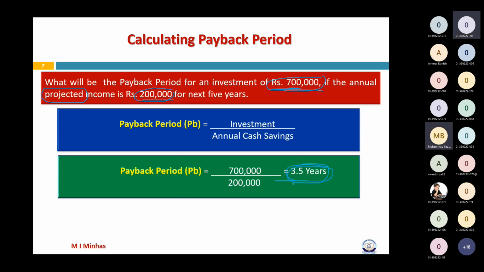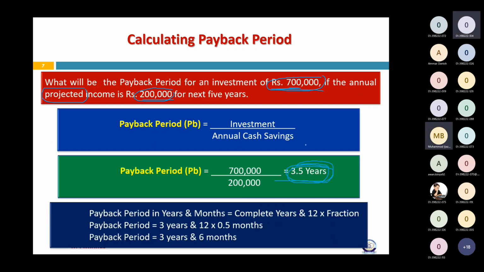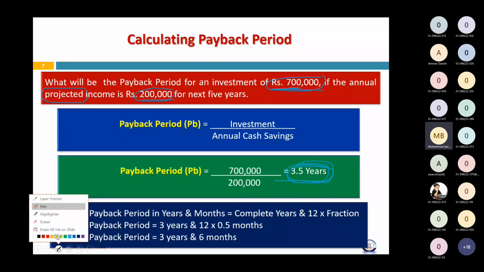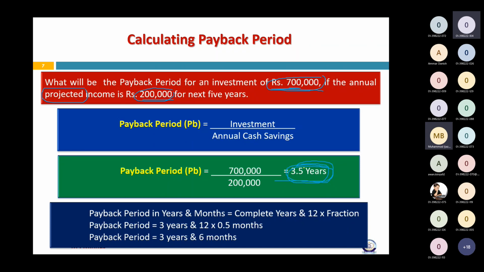3.5 years is actually 3 years and six months. So how to calculate that? Here it was easier for you because 0.5 is obviously half a year, so you could very easily tell that this is 6 months. But if this payback period was 3.72 years, how would you calculate months in this case?